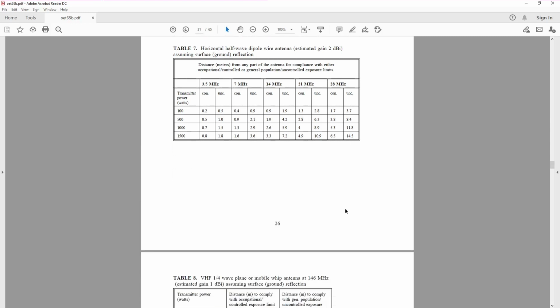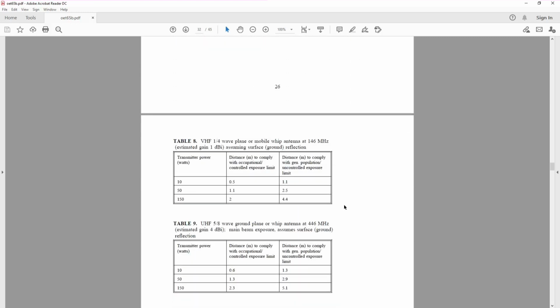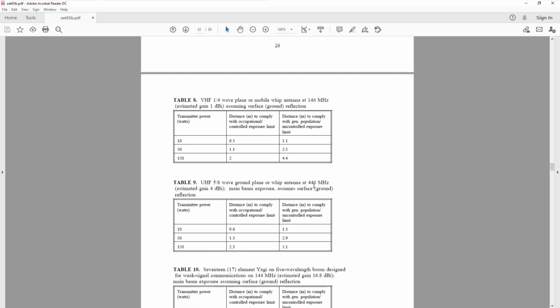Now, one more point I wanted to look at. If we go on to VHF, so this is a quarter wave plane or mobile whip at 146 megahertz, gain 1 dBi. So your typical mobile mag mount.